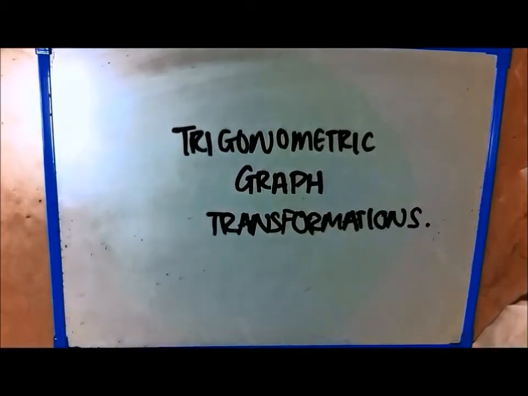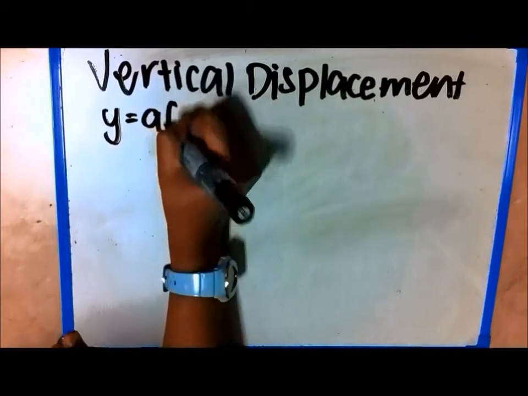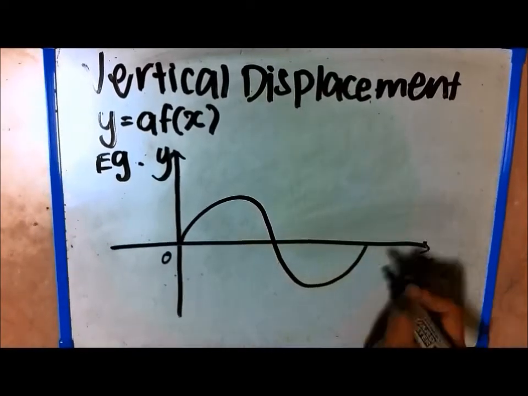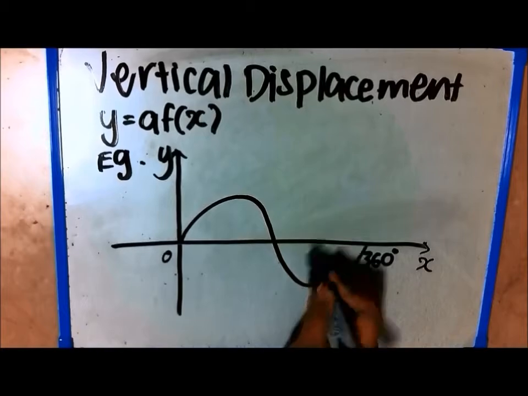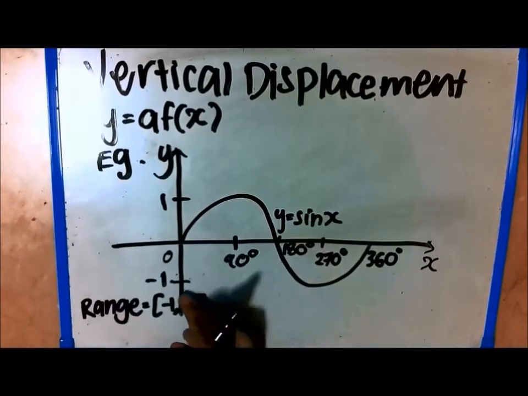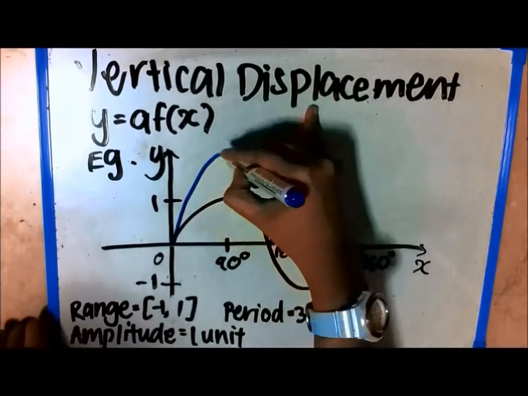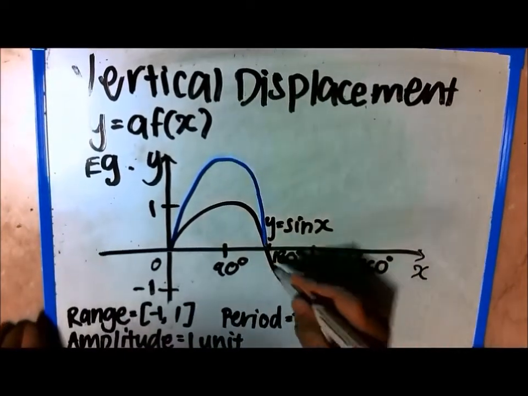On to graph transformations. The graph can be transformed in many ways, by varying the period and amplitude. We will be demonstrating various transformations using the y equals sine x graph. First, we will be varying the vertical stretch or the amplitude of the graph. So, we will be varying the coefficient of f(x).